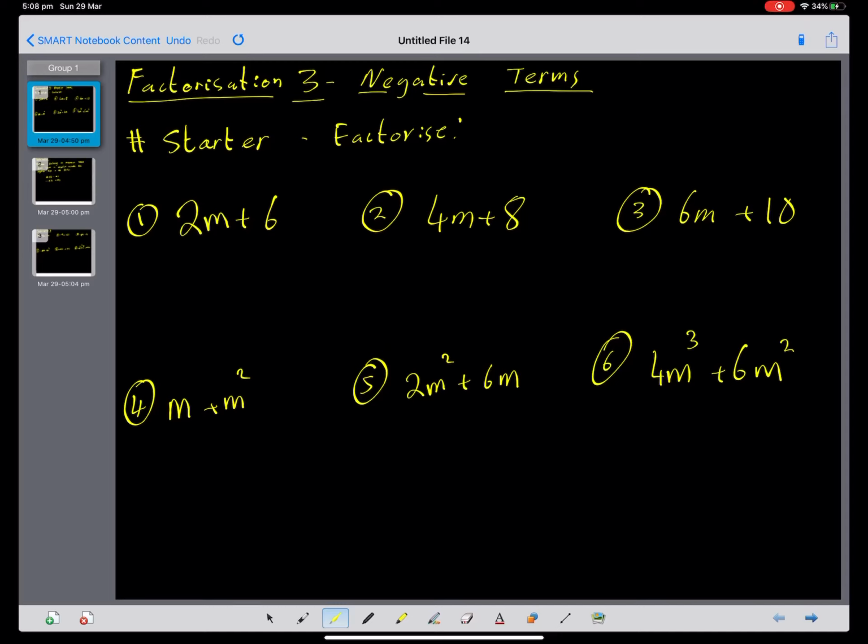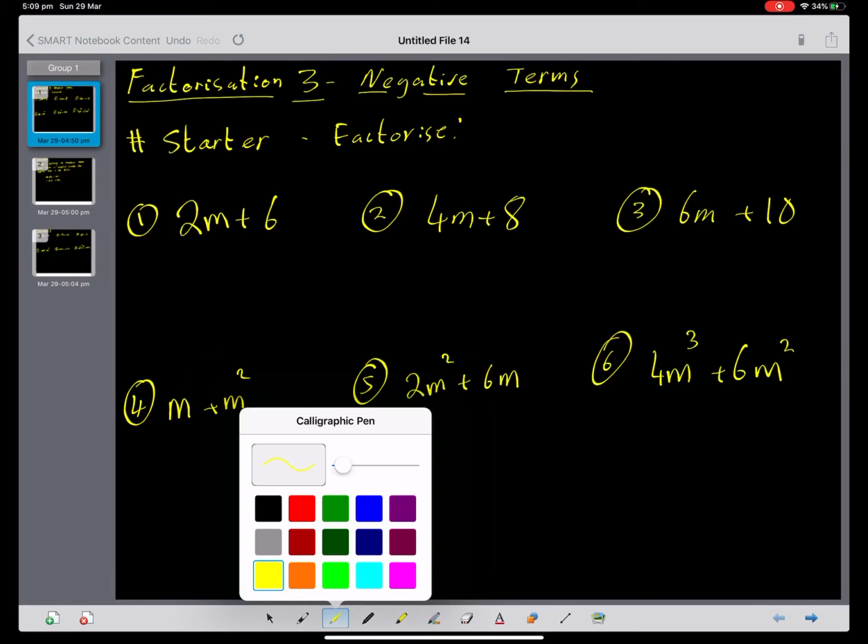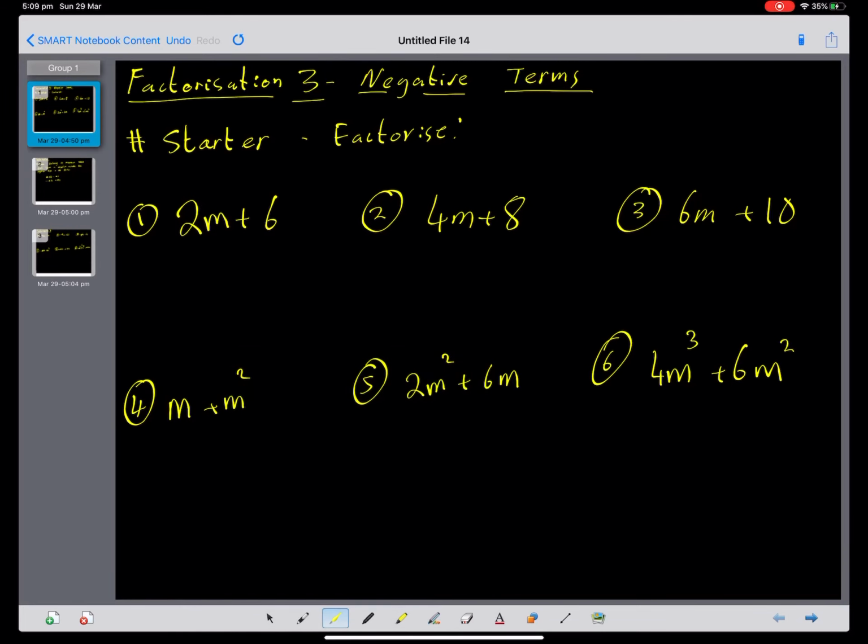In this video, we're going to take a closer look at factorisation, and in particular, the factorisation of negative terms. Okay, so as a starter activity, factorise the following expressions, and then we'll look at some with negative terms. Okay, so hopefully you've done that now. So let's factorise these very quickly.